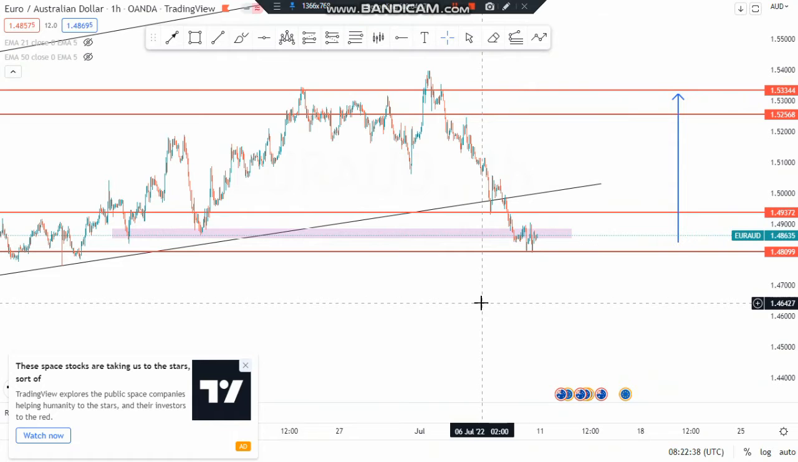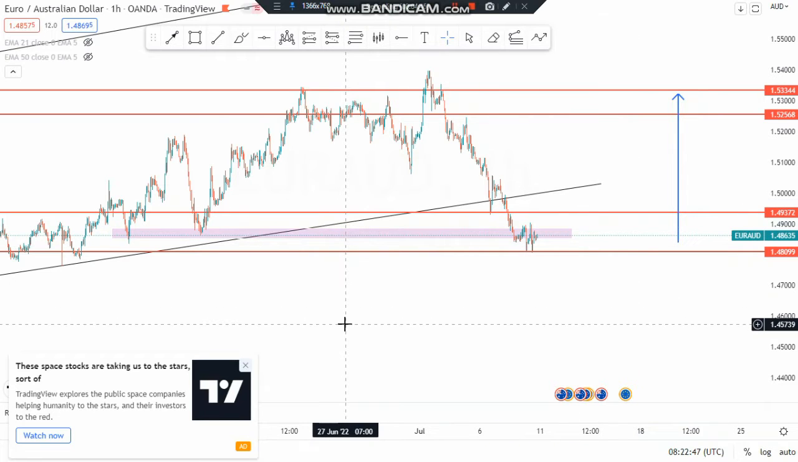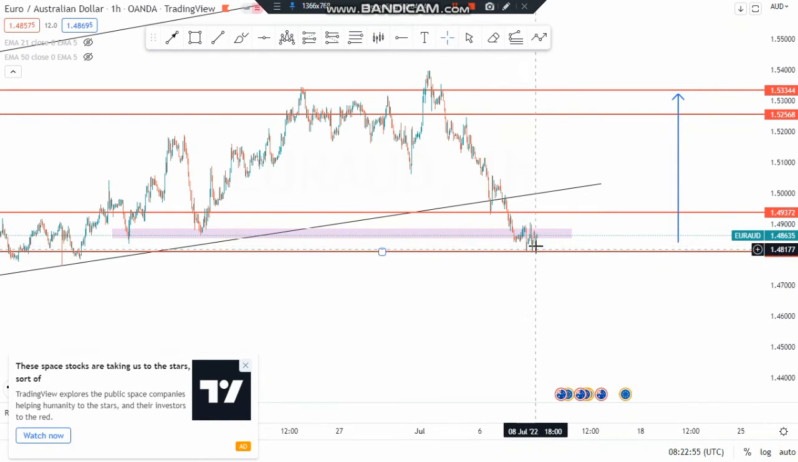We need to find an area that was touched several times, and mark that area as our demand and supply area. So we use that demand and supply area to know what is the next direction that our trend is going to take. So right here we are below our demand and supply line, and now we're going back above our demand and supply line.